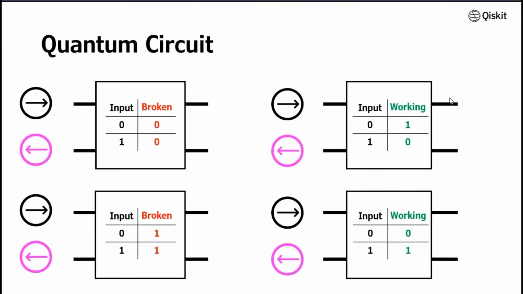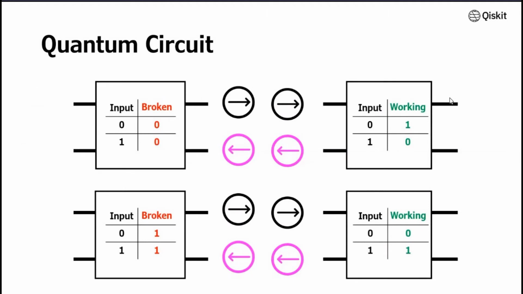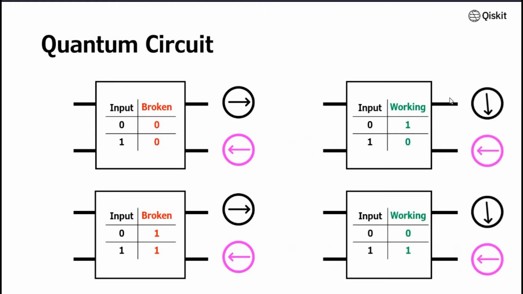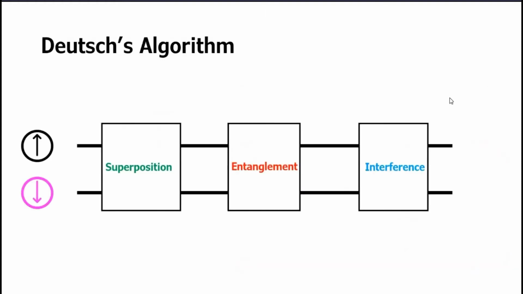So we can check that when we send this superposition state into this broken circuit, nothing will happen because of the constructive interference. However, when you put this superposition state into the working circuit, this will flip the top qubit because of the destructive interference. So just by simply measuring the top qubit, we know whether this is working or broken with just one trial. This is the advantage of quantum computation.